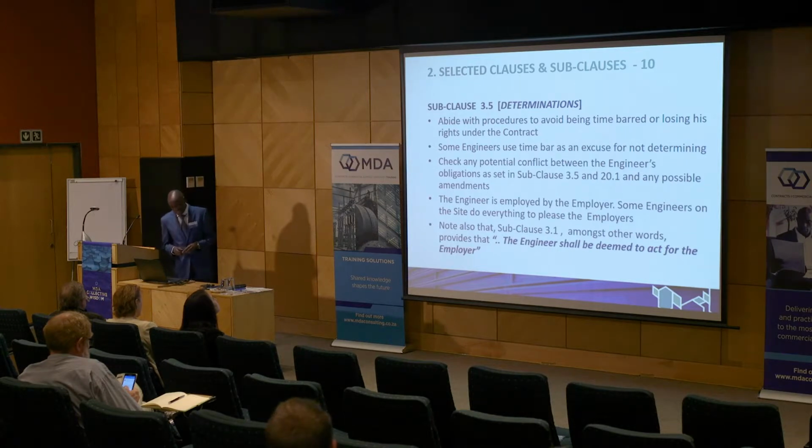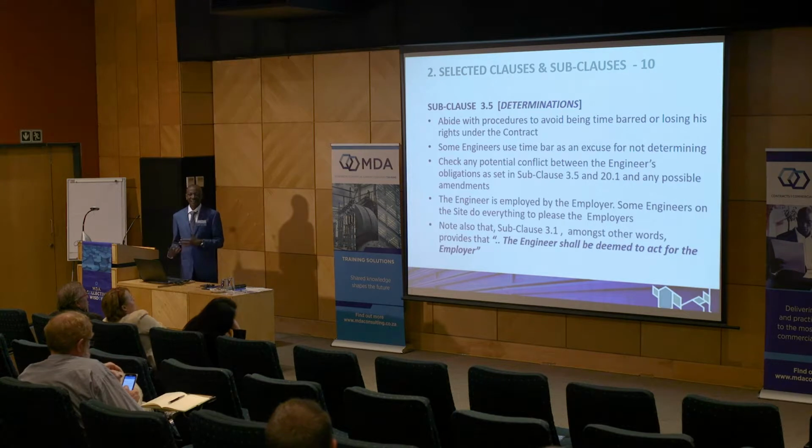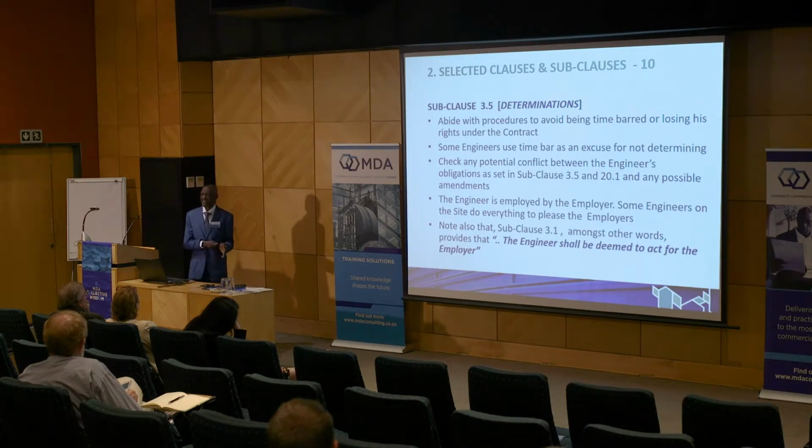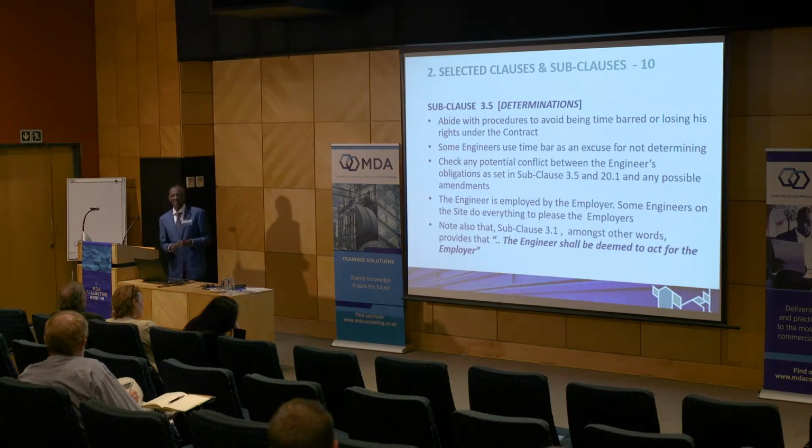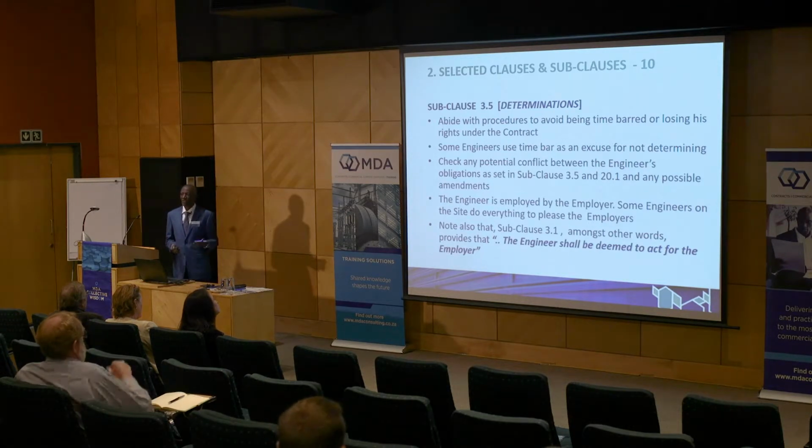Again, subclause 3.1 says that whenever the engineer is acting, the engineer shall be deemed to act for the employer. So again, the contractor is always left alone, having somebody who is supposed to help him or to determine fairly, but who is linked to the employer. So it's something which the contractor needs to check. And I've seen there are a lot of problems in African countries because of this contradiction with the law of the engineer.